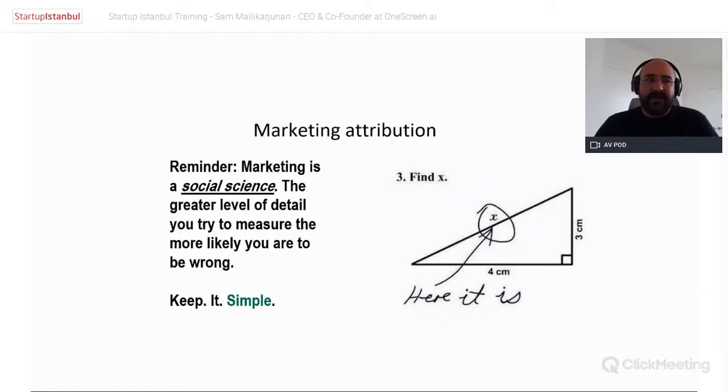Marketing is about how close you can get to understanding the way that people make decisions and the things that influence them. All of the math that we're going to cover today is just a way to simplify and express the lives and decision-making journeys of your customers.